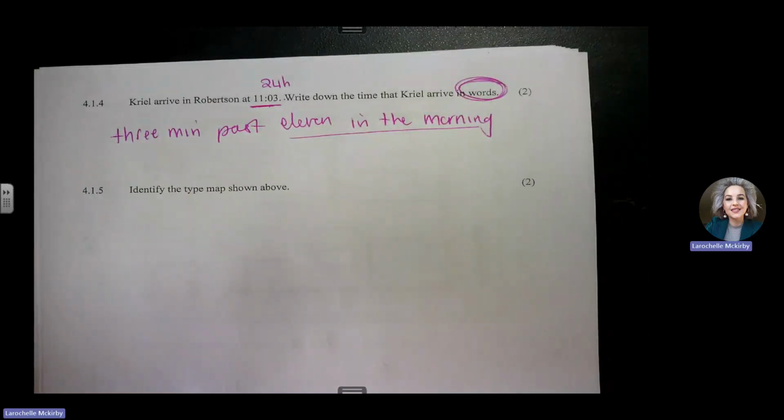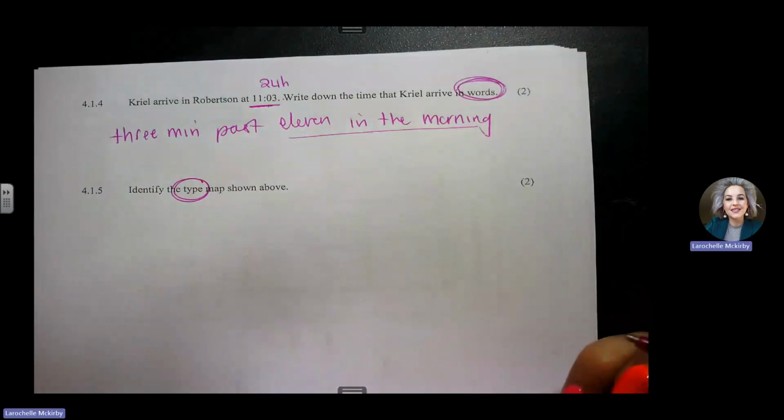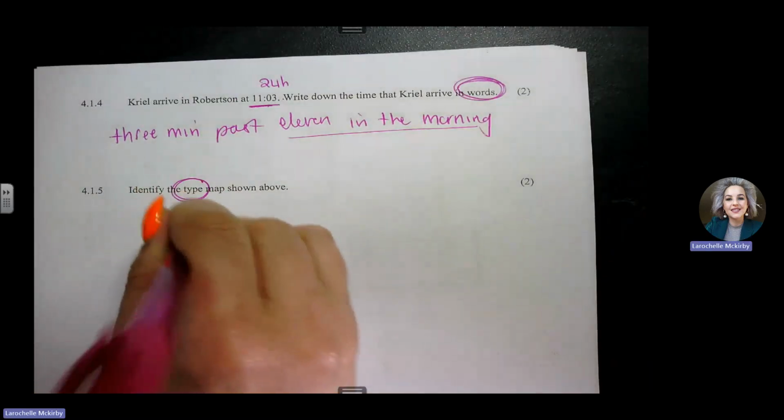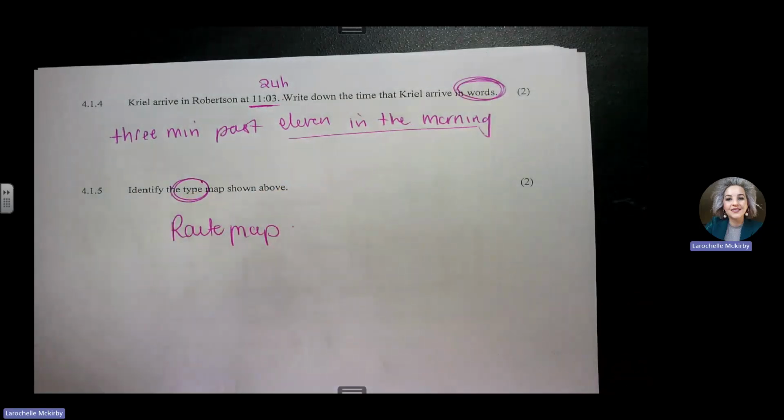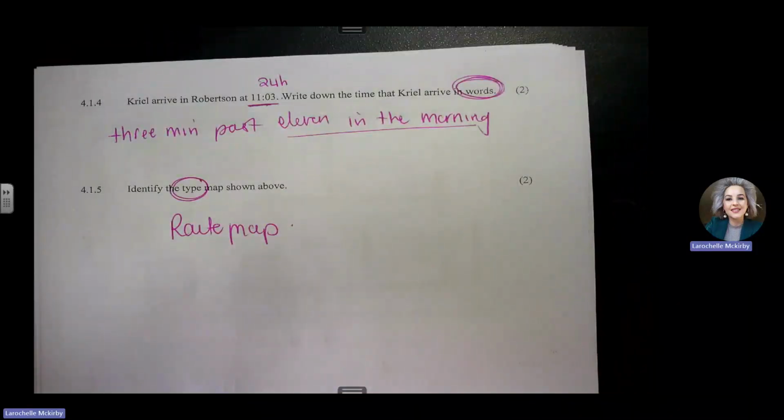4.1.5. Identify the type of map. So people, I will say this is a route map. If you have any other name, please check it with your educator because this is actually showing me the route towards some other places. So this is a route map.